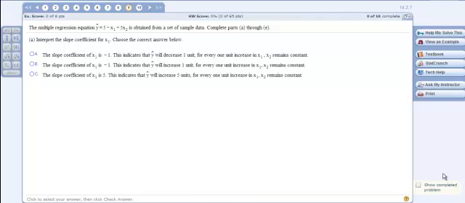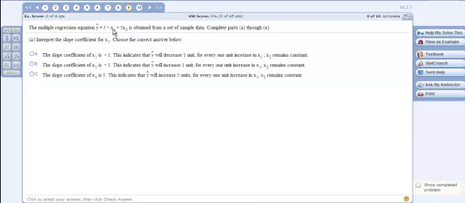Here we have a multiple regression equation. We have two x variables, x1 and x2, and we're asked to interpret the slope coefficient for x1. We can see the number in front of x1: there's no number, so it's implied that there's a 1, and since there's a negative sign, the slope of x sub 1 is -1. This indicates that y hat will decrease 1 unit for every 1 unit increase in x1.